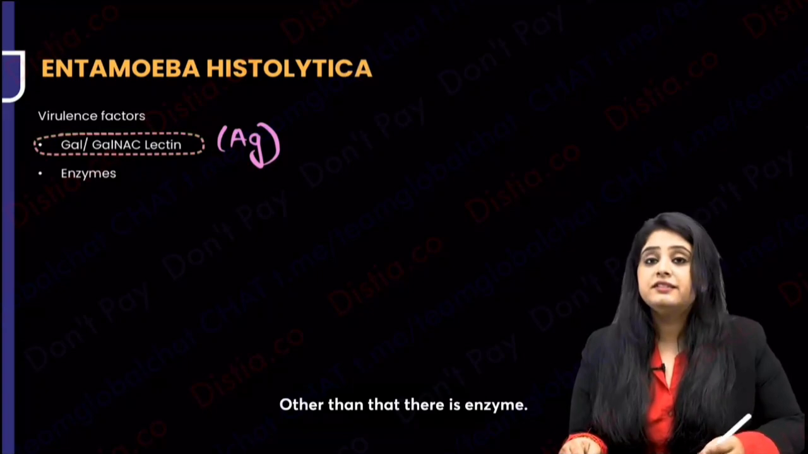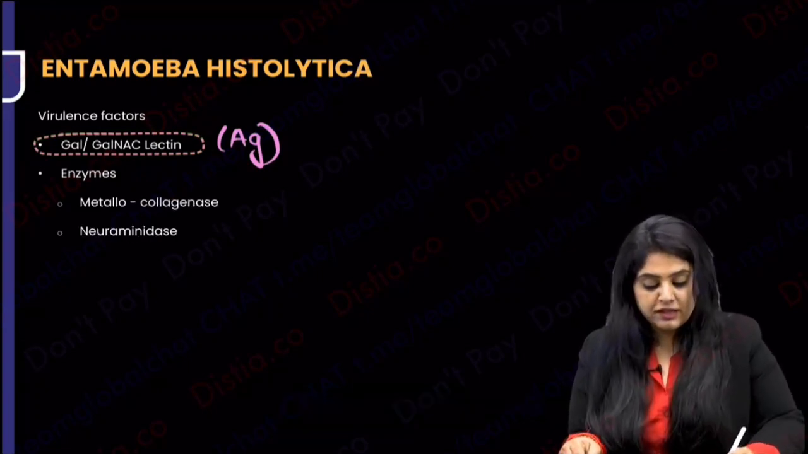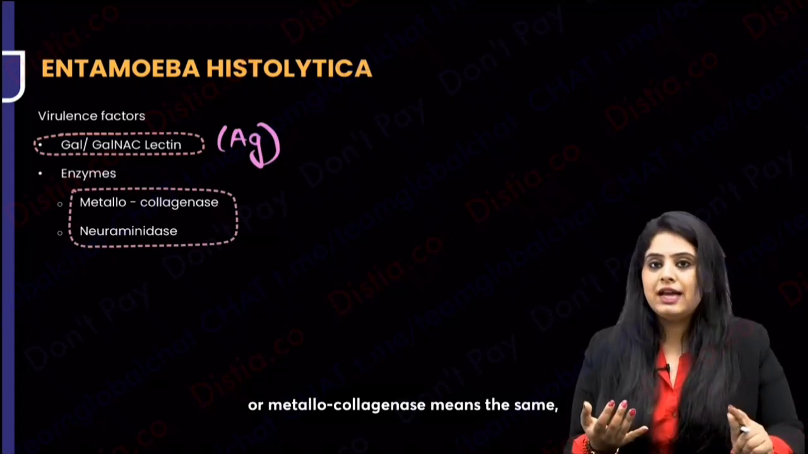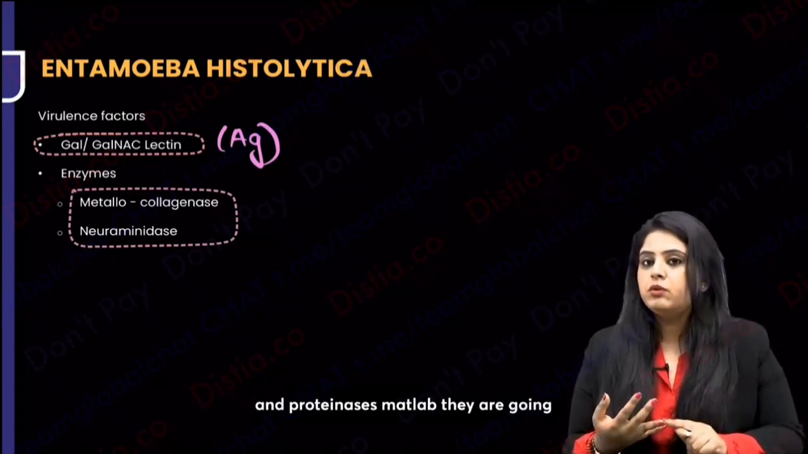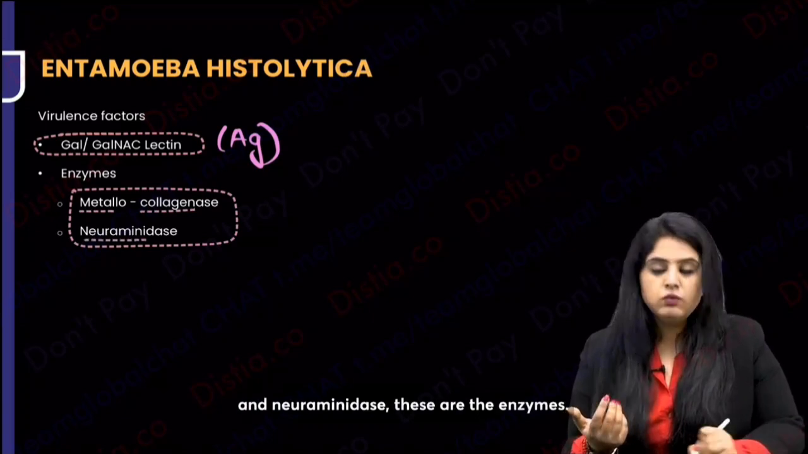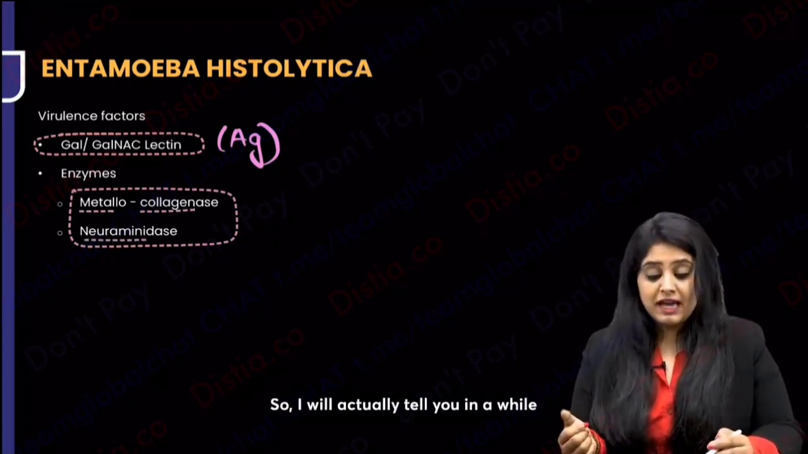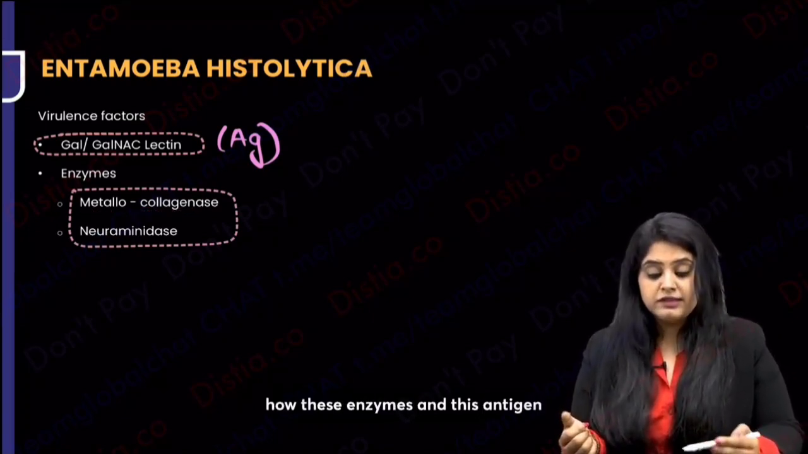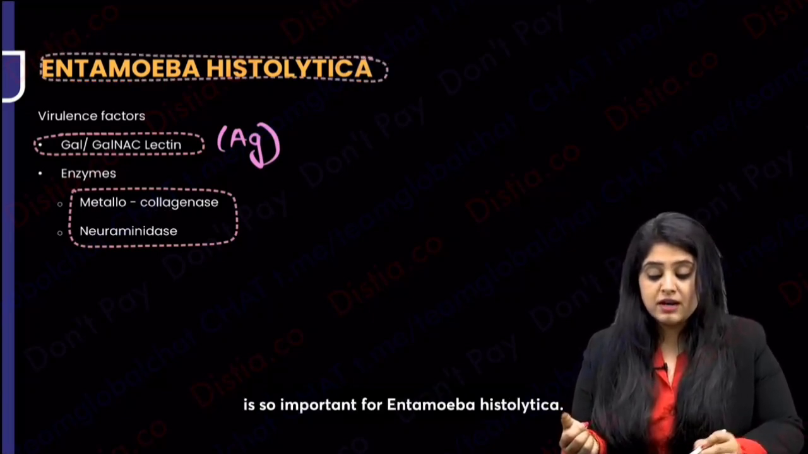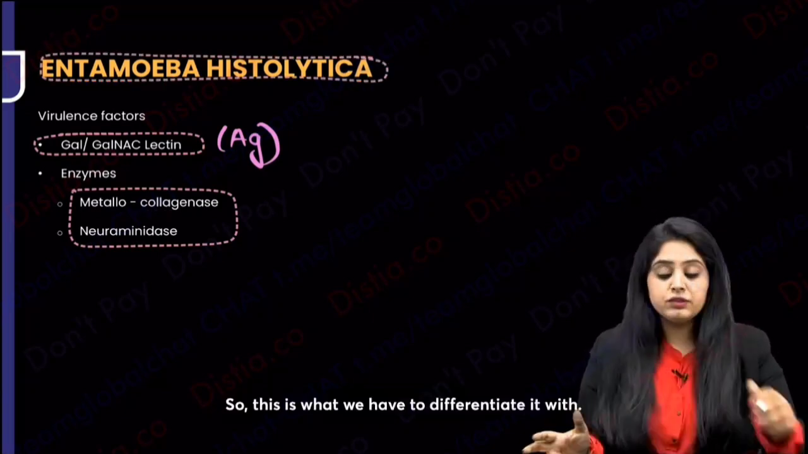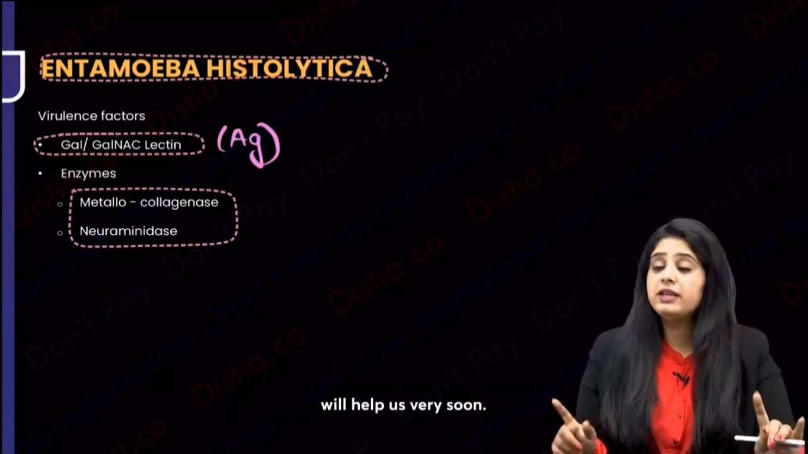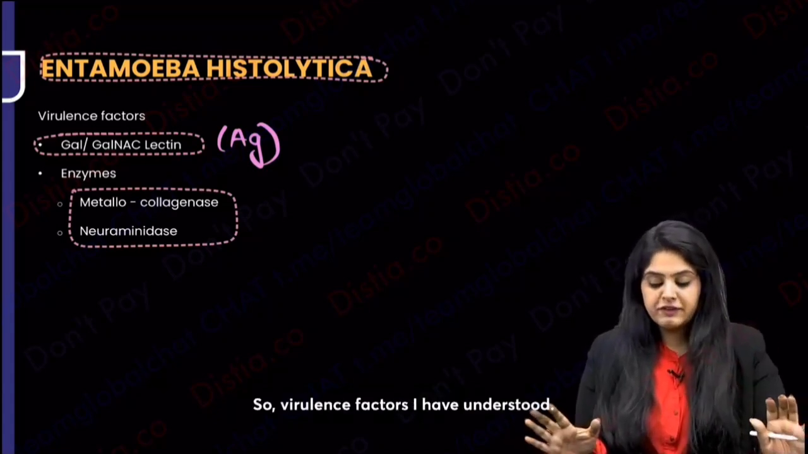Other than that, there are enzymes. There are certain metalloproteinases and neuraminidases. So remember, metalloproteinases or metallocollagenases mean the same. And proteinases, matlab, they are going to break the collagen, the protein, and neuraminidase. These are the enzymes. So I will actually tell you in a while how these enzymes and this antigen are so important for Entamoeba histolytica. We have a lot of other entamoebas, na? So this is what we have to differentiate it with. So this antigen and these enzymes will help us very soon. So virulence factors I've understood.